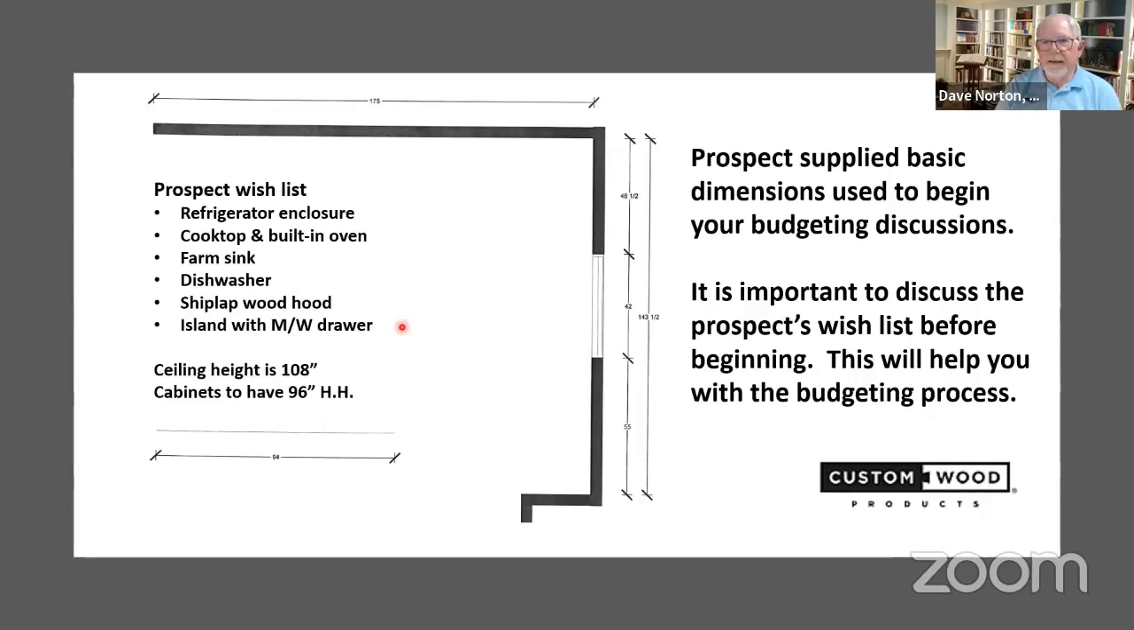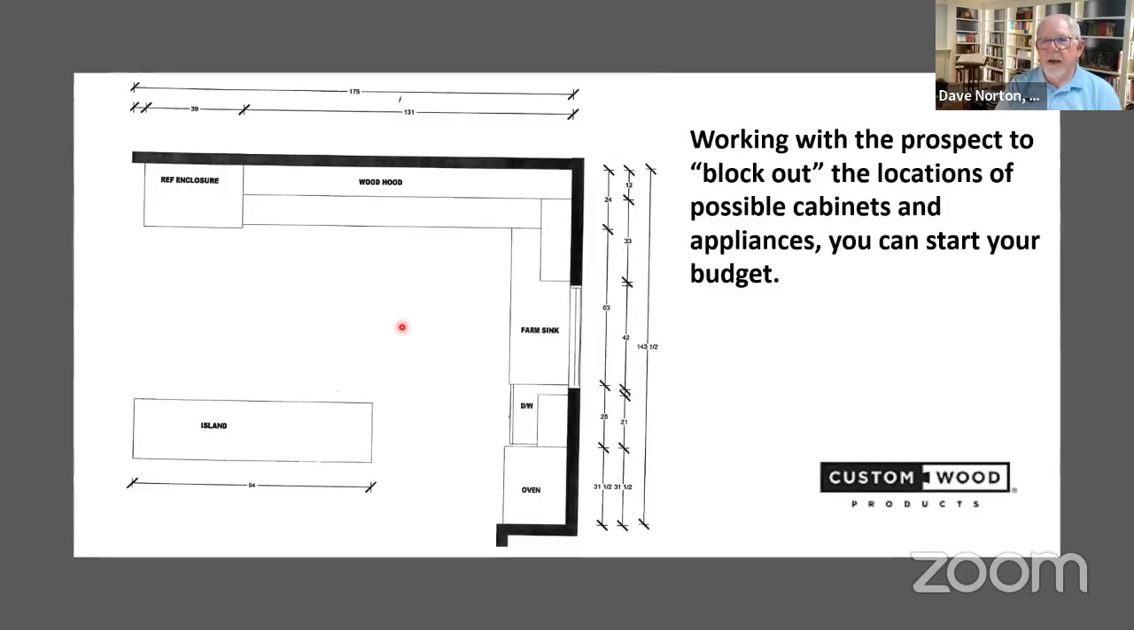So with that list, you can block out where cabinets are going. We're not designing the kitchen. We're merely figuring out space and how many cabinets we're going to be using. If you've worked with this type of system before, it's typically done by cabinet count. We do it by lineal feet of wall and base cabinet and square feet of islands.